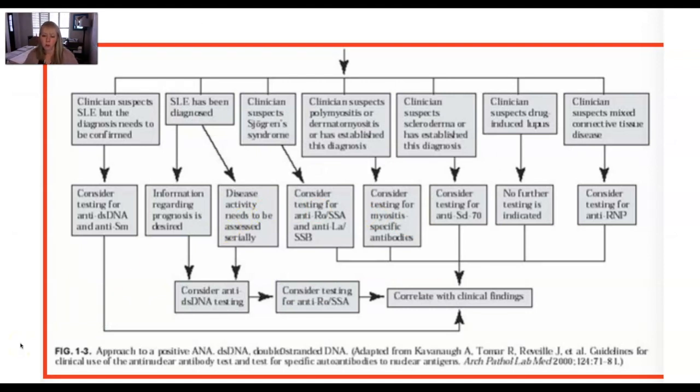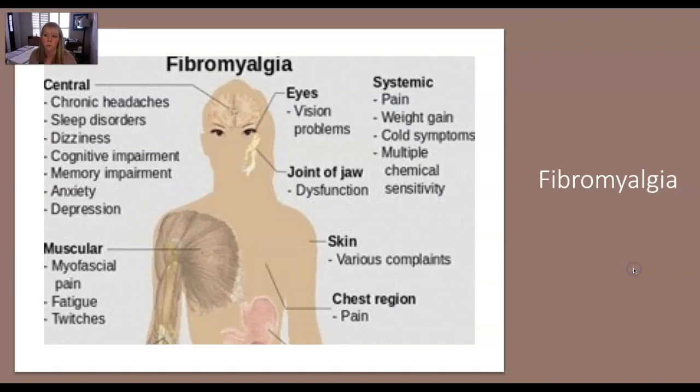I wish I had a more clear algorithm. I apologize, I could not find one, but the article that I posted is really good, and this algorithm is nice because it'll say if you suspect lupus, but the diagnosis needs to be confirmed, then over here you consider testing for anti-dsDNA and the anti-Smith, and correlate with the clinical findings. If you suspect Sjogren's, polymyositis, scleroderma, or connective tissue disease, again, these things are most likely going to be done in rheumatology, but it's also very important for us to know what direction to go.